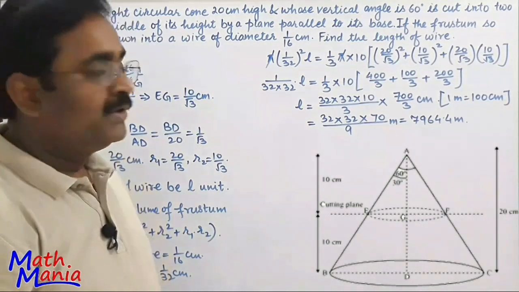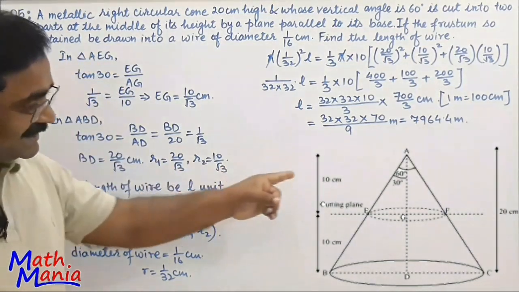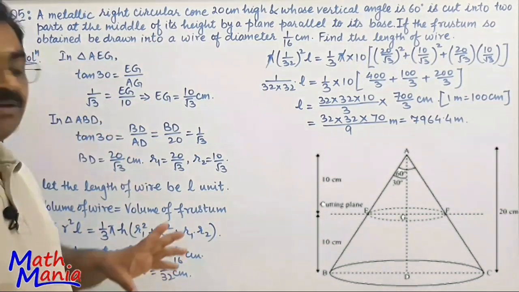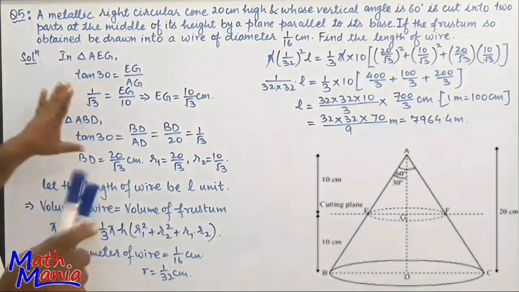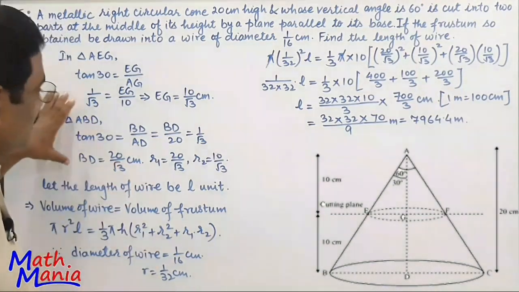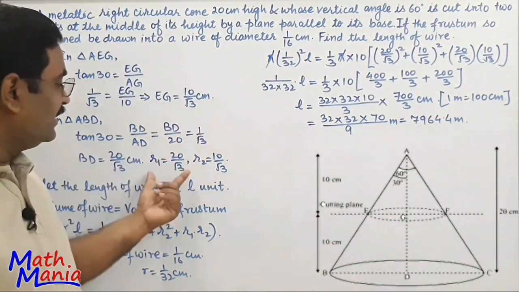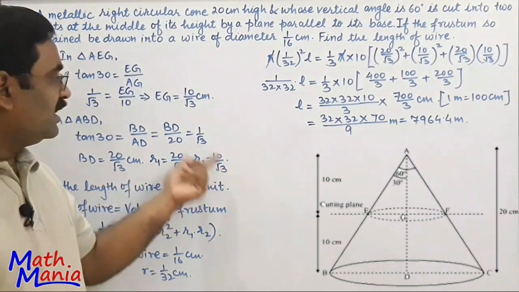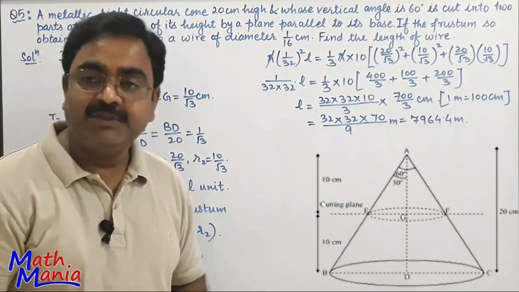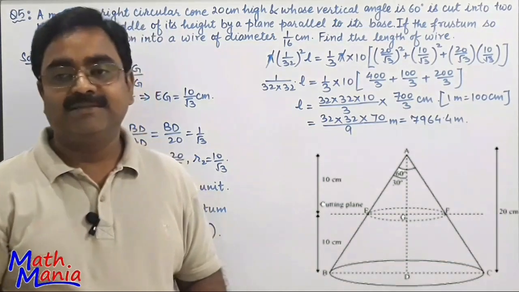Any problem? So friends, we got these two triangles, clear from the figure, triangle AEG and triangle ABD. These two concepts came from trigonometry, which is very basic knowledge. From this we can get the values of R2 and R1: R1 is 20 upon root 3, R2 is 10 upon root 3. Afterwards we have to use the concept of conversion of solid from one shape to another and find the length of wire easily. Understood?